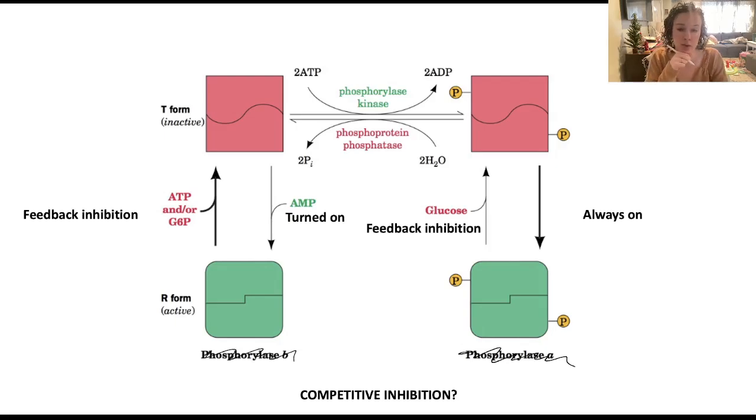And what I want us to do, and we'll practice this in class, is think about which of these small molecules, ATP, G6P, AMP, and glucose, might bind in the active site to do competitive inhibition, or might bind in the allosteric site to either inhibit or activate this enzyme. And I want you to think about what we've learned about how molecules can bind to the active site, to think about this.